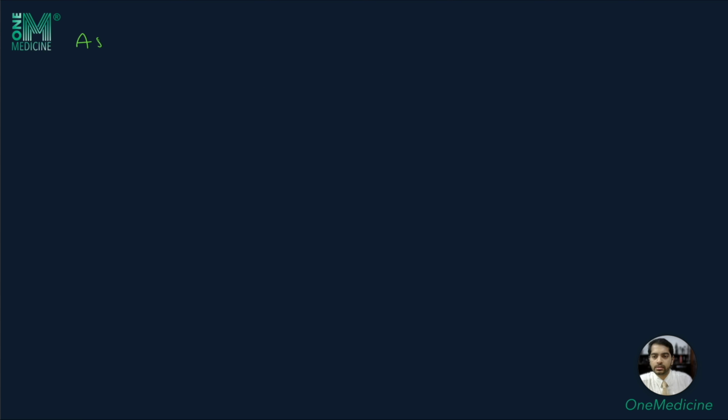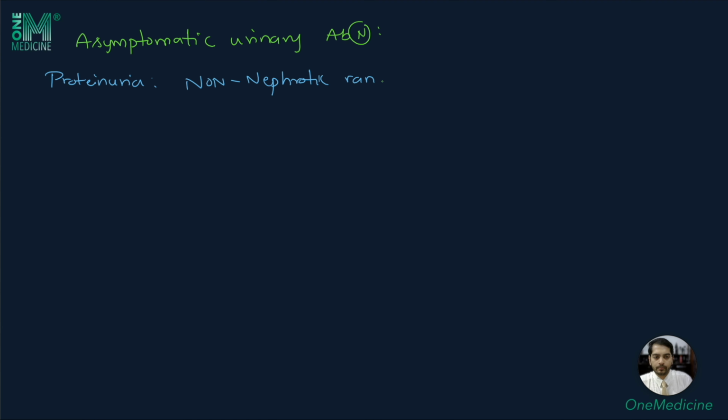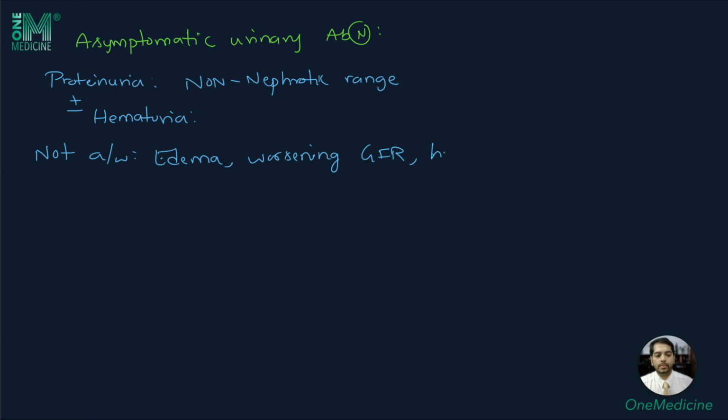The next topic is asymptomatic urinary abnormalities. These are the conditions where there is proteinuria that is in non-nephrotic range. Patients can have hematuria, but this is not associated with edema or worsening glomerular filtration rate or hypertension.